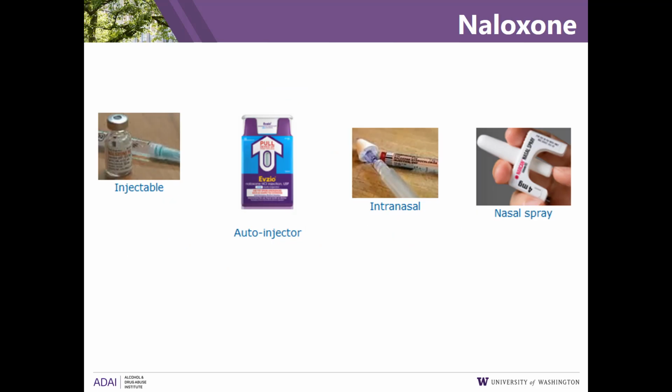So what is naloxone? Naloxone is the antidote to opioid overdose. It blocks the receptor in the brain for opioids and puts someone into withdrawal in a few minutes.